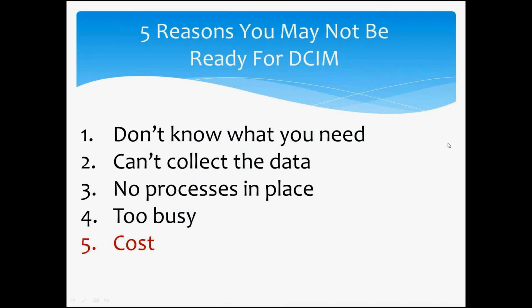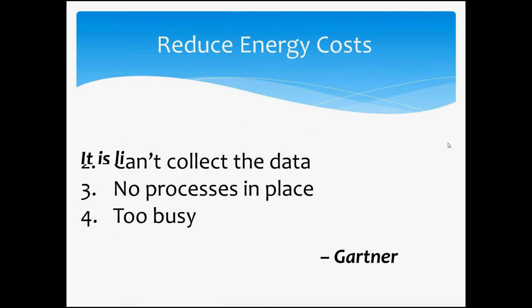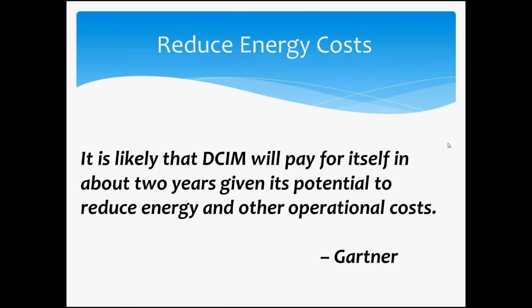And then finally, the cost. And the reason I put cost last is I really don't think this should be the issue that people think about. So reducing energy costs. Gartner says it's likely that DSIM will pay for itself in 2 years, just given its potential to reduce energy and other operational costs. And I'll go right out and say it to the world that DSIM doesn't save any energy. Right? Now, that seems a little different than what I just said here. What DSIM does is give you the information that you can use to reduce your energy usage, right? Things like power usage and temperatures and things like that, right? Without this information, you're really making changes blind.